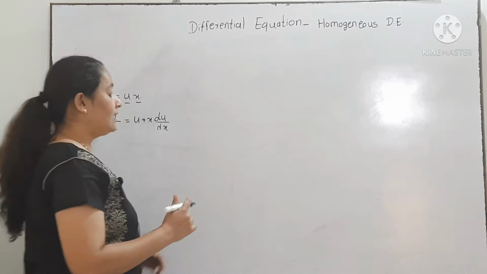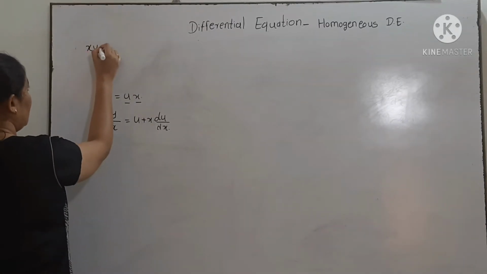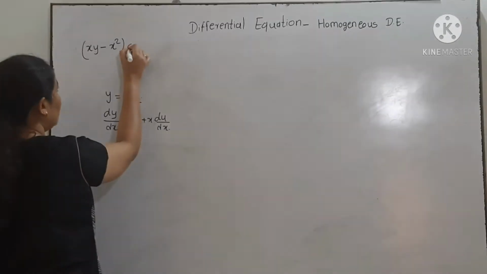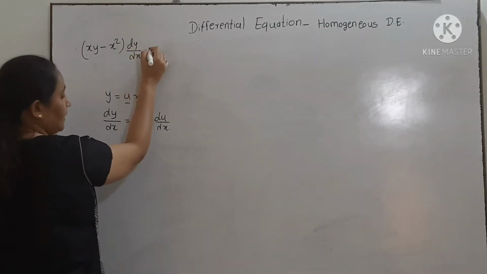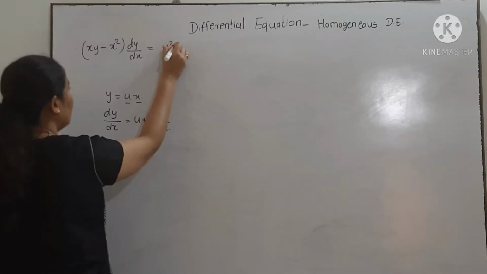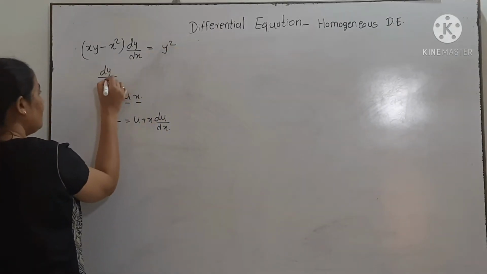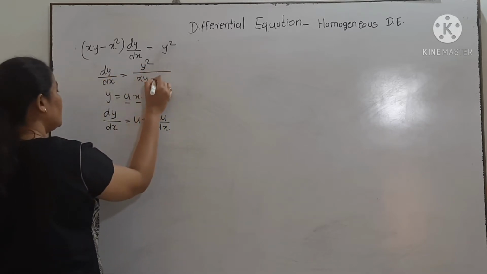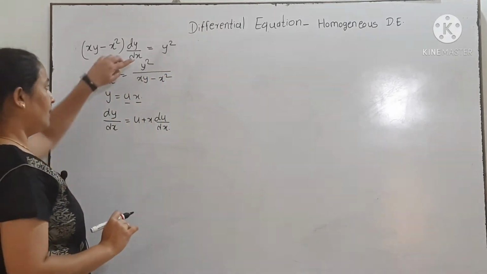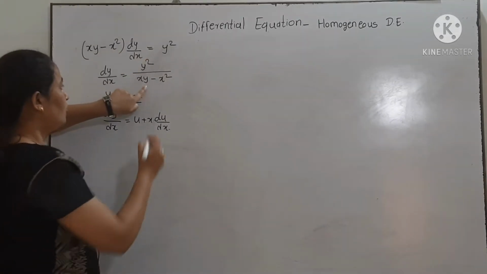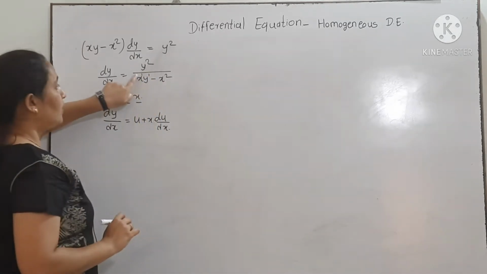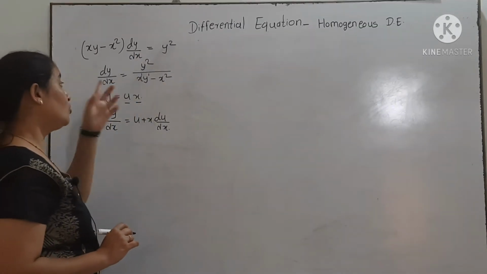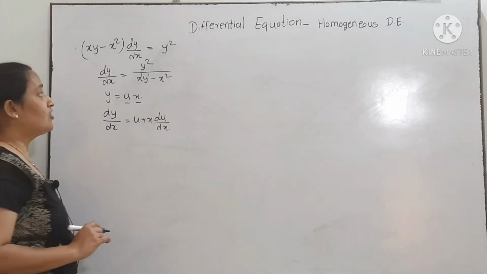We'll take the example, say (xy minus x square) into dy by dx equal to y square. The same equation can be written as dy by dx equal to y square upon xy minus x square. Now if we see here, the degree of y square is 2, x into y is 1 plus 1, that means the degree is 2. The denominator x square is again of degree 2, that means everywhere the degree is 2. So this is known as a homogeneous differential equation.